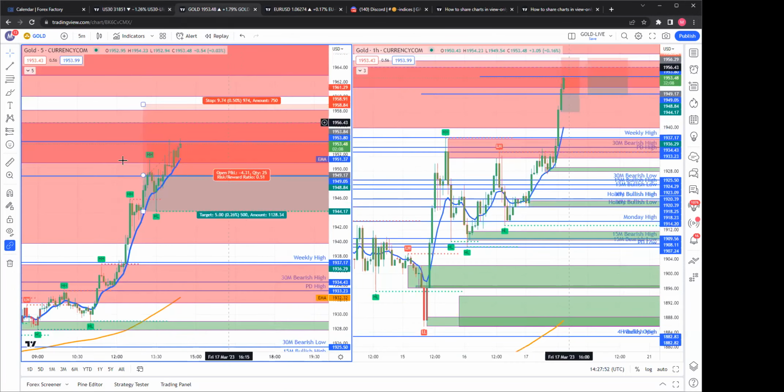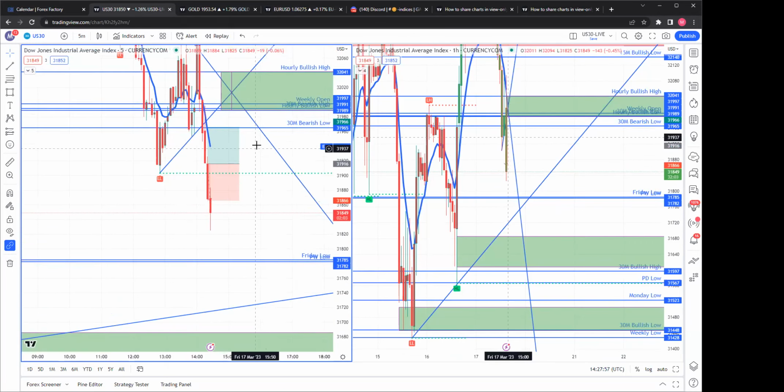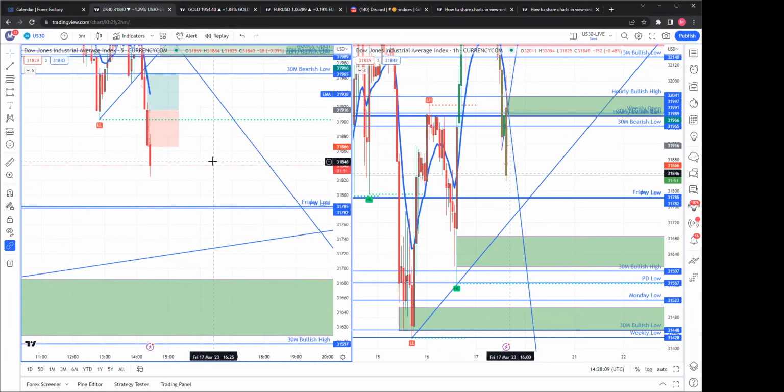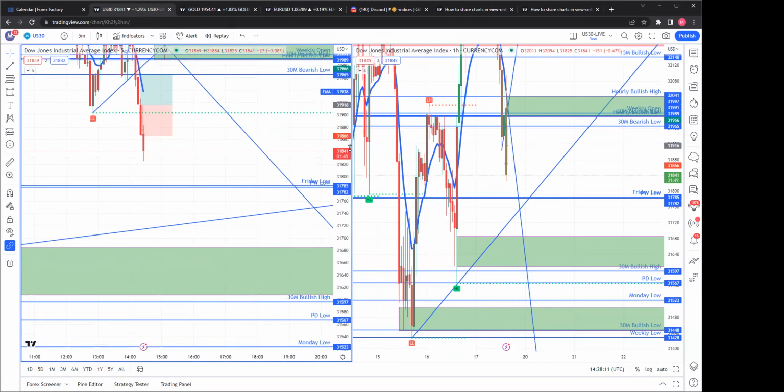If anybody has any questions, go ahead and ask. Right now, there's no entry even for US 30. The only sell for US 30 we could have gotten would have been the retracement, or the retest of the 30-minute bearish low, but we don't have anything to help us sell US 30.